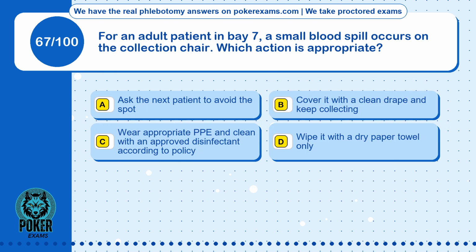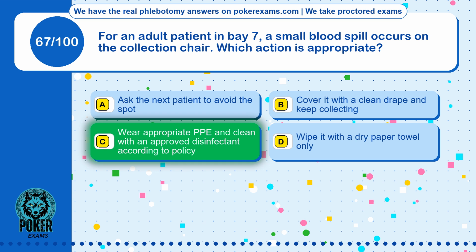Question 67. For an adult patient in Bay 7, a small blood spill occurs on the collection chair. Which action is appropriate? Option A, ask the next patient to avoid the spot. Option B, cover it with a clean drape and keep collecting. Option C, wear appropriate PPE and clean with an approved disinfectant according to policy. Option D, wipe it with a dry paper towel only.